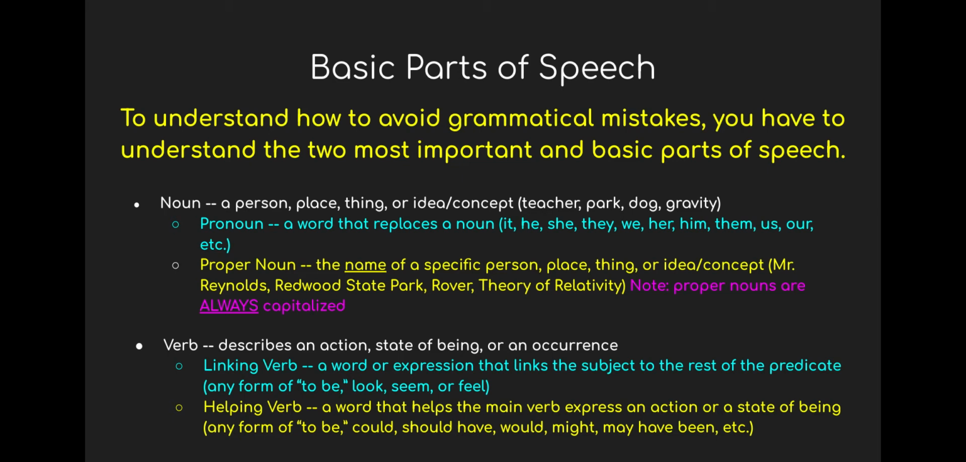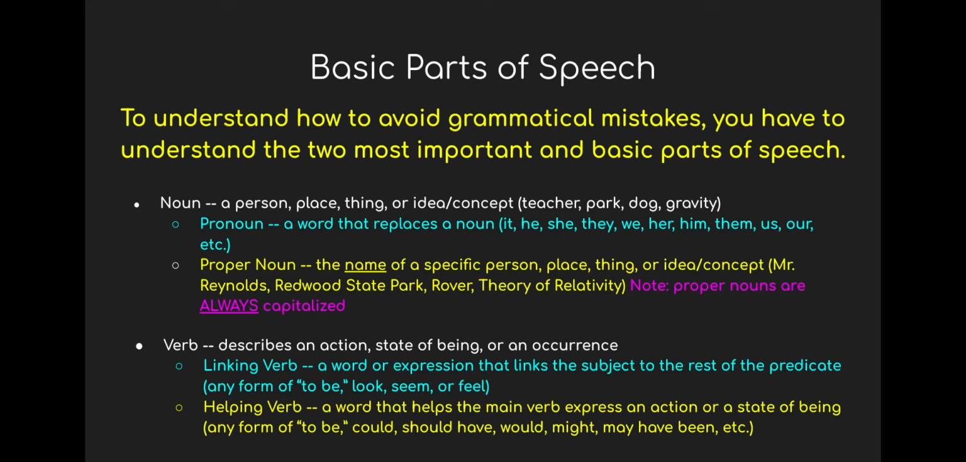And the difference between linking verb and helping verb when you're talking about using the verb to be is whether or not it's connecting to another verb, a main verb, or whether or not it's just connecting to another part of the predicate. So he is here is using is to connect he, the subject, to here, which is a part of the predicate.